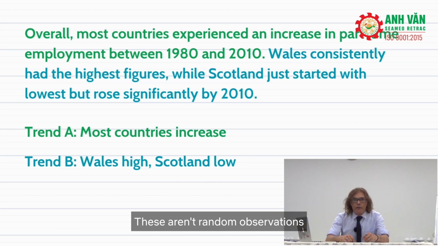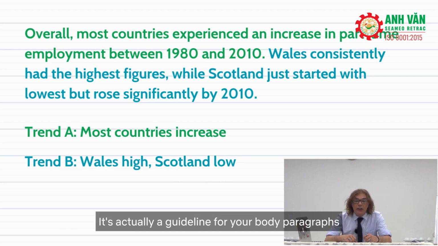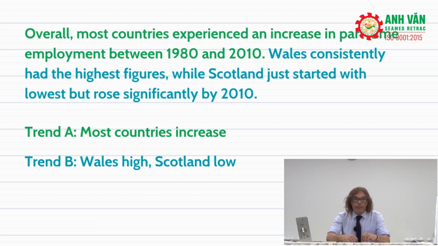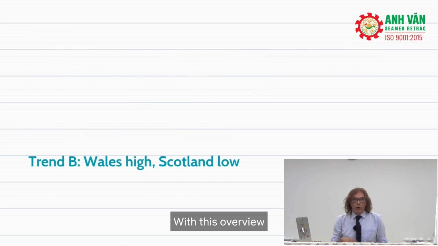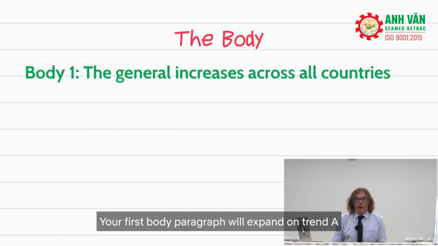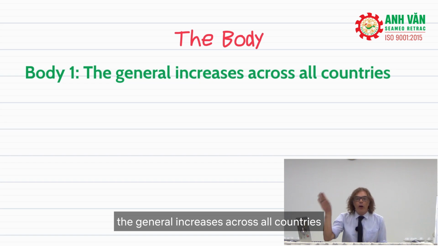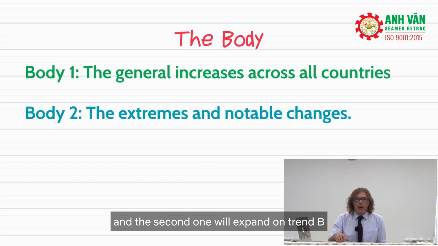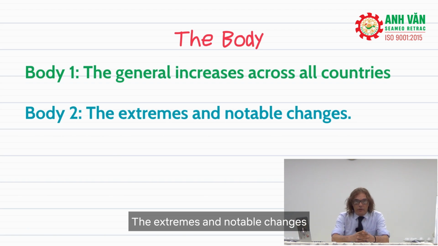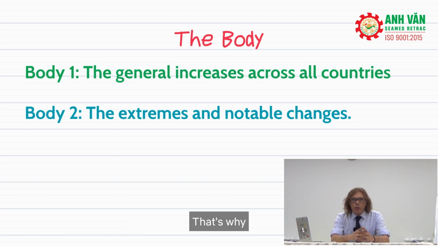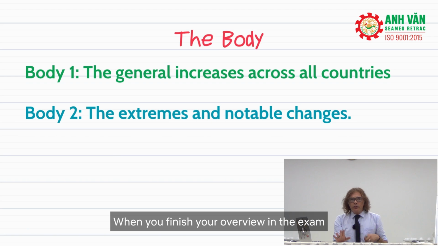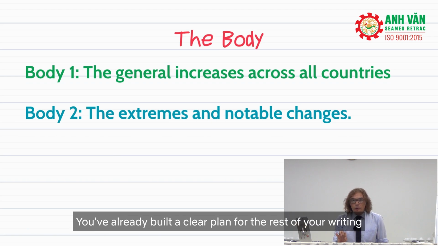These aren't random observations. It's actually a guideline for your body paragraphs. With this overview, your first body paragraph will expand on trend A, the general increases across all countries. And the second one will expand on trend B, the extremes and notable changes. That's why when you finish your overview in the exam, you've already built a clear plan for the rest of your writing.